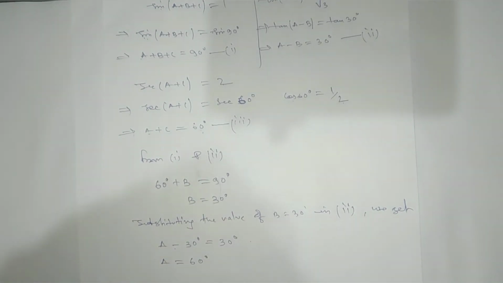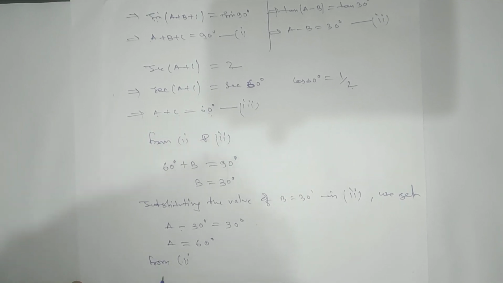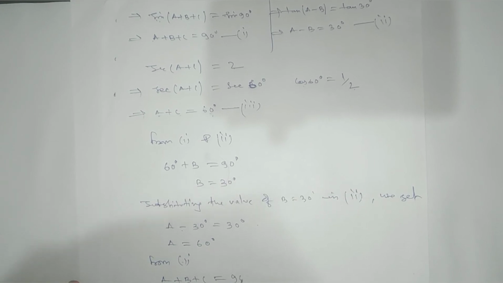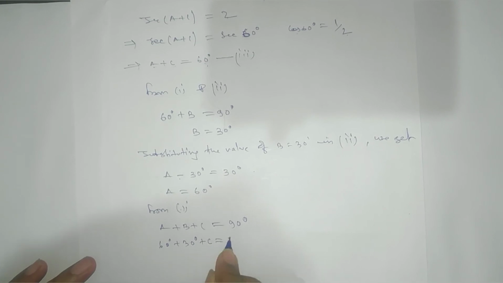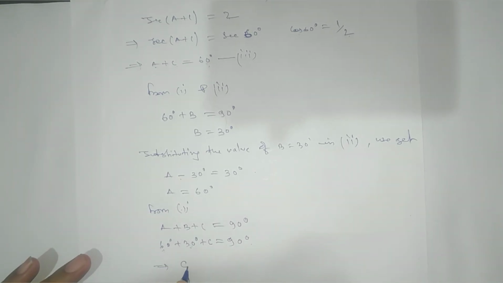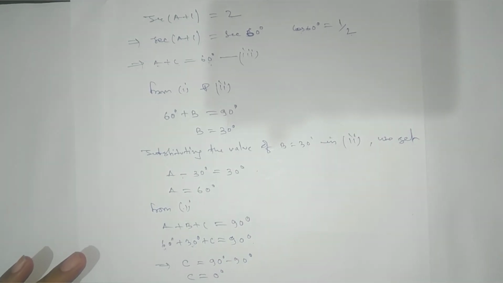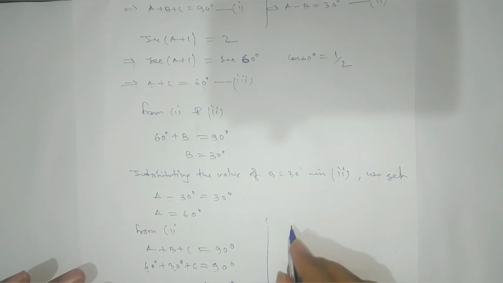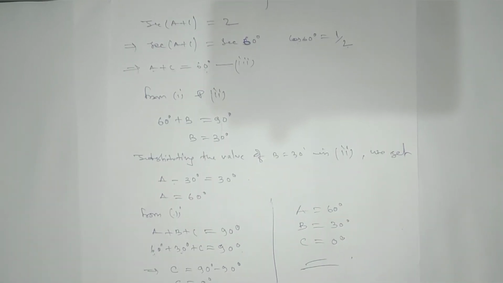Now from 1 again, if we enter into this one, from 1 what you can see is that A plus B plus C gives you 90 degree, and we have A equals 60 degree and B equals 30 degree. We don't know C. So can you guess what will be the value? Yes, 60 plus 30 will give you 90, and this 90 will go this side. That means C will be your 90 minus 90, that is 0 degree. So your required answer is A equals 60 degree, B equals 30 degree, and C equals 0 degree. I hope it is clear to all of you. Thank you.